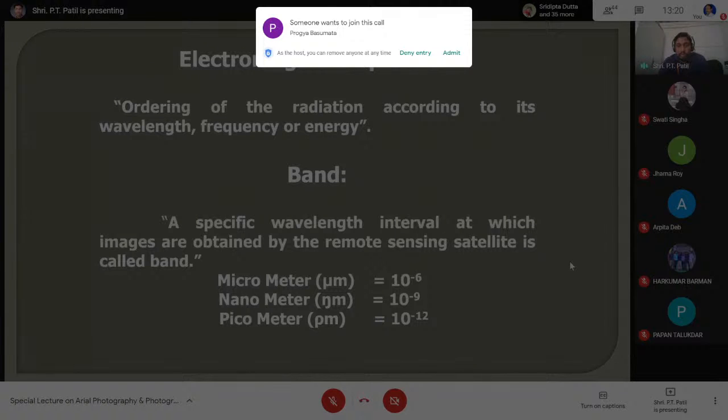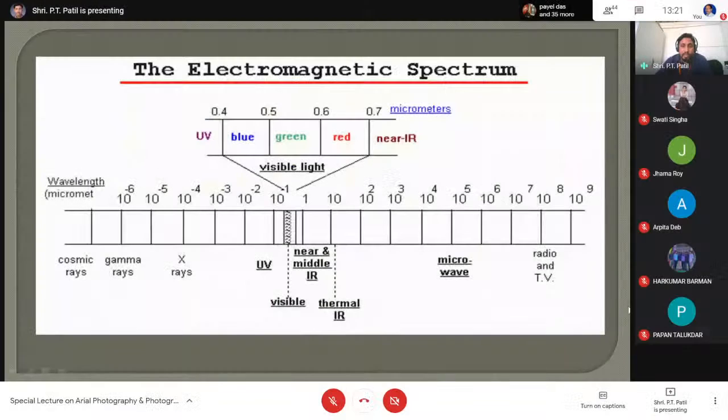Okay. So here, what is meant by a band? A specific wavelength interval. For example, we consider wavelengths between 0.4 micrometer and 0.6 micrometer. Here we only consider a specific wavelength interval. That's why that specific wavelength interval is nothing but a single band. So for remote sensing, especially optical remote sensing, when we take the aerial photograph, we generally take three bands: blue, green, and red. So the visible band is generally used to take the aerial photograph.